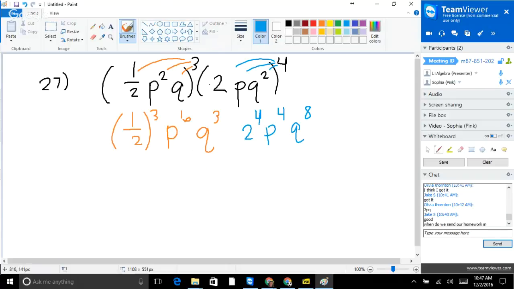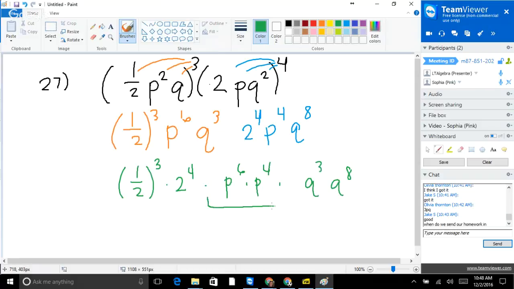Yep. All right, so now we need to group these together. So we've got 1/2 cubed times 2 to the 4th. Okay, that's one whole thing. Then we've got p to the 6th times p to the 4th. And then we've got q to the 3rd times q to the 8th. So let's do p to the 6th times p to the 4th. When you're multiplying, we just add them together. So we're going to get p to the, yep, and q to the 8 plus 3.